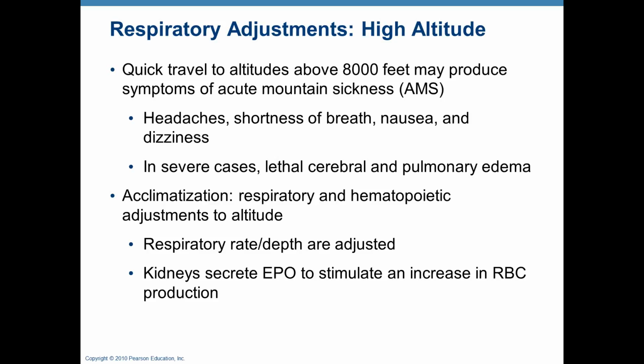Some respiratory adjustments. What happens when you adapt to a higher altitude? You may have talked about this when you did cardiovascular in Unit 1: one way that you can improve delivery of oxygen gas at high altitudes, where there are low oxygen gas levels, is for the kidneys to secrete EPO, erythropoietin, and that's going to stimulate an increase in red blood cell production in your bone marrow.